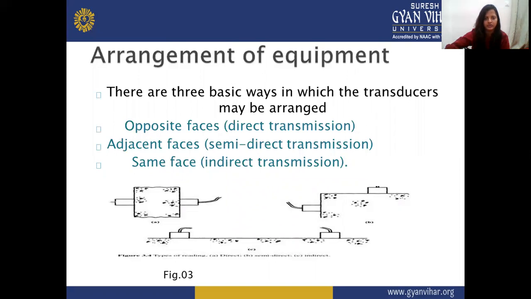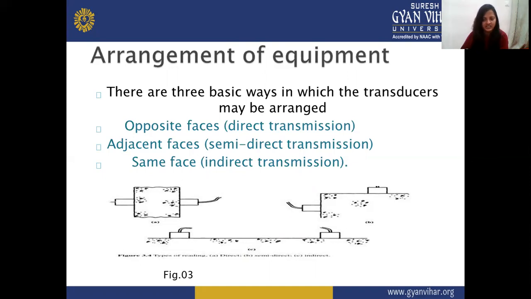Arrangement of the equipment. There are three basic ways in which the transducers may be arranged. Opposite phases, which is direct transmission, adjacent phases, which is semi-direct transmission, and same phase, which is indirect transmission. So with the first diagram, we can see that it's a direct transmission where the transmitter and the receiver are placed on the opposite sides of the structure.